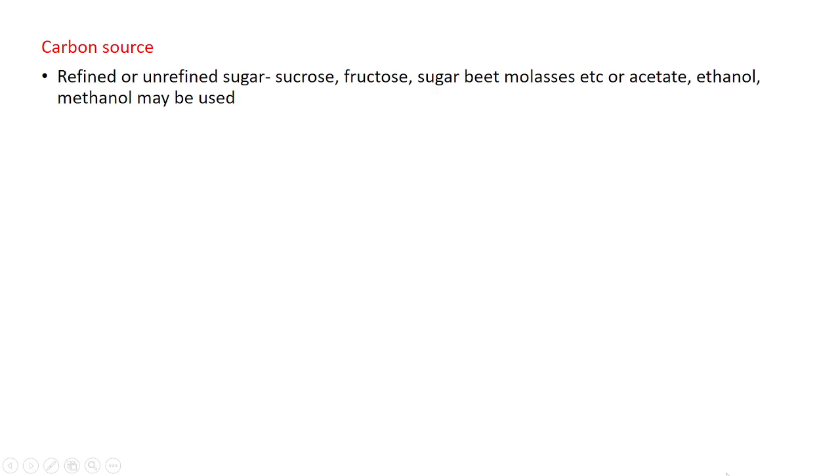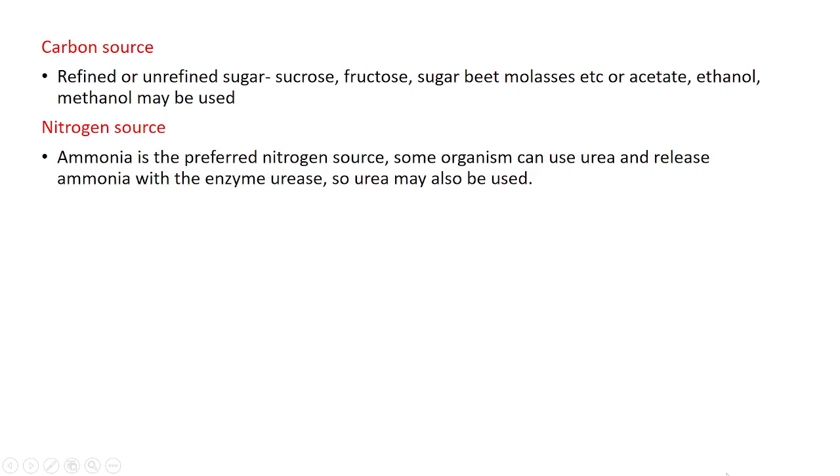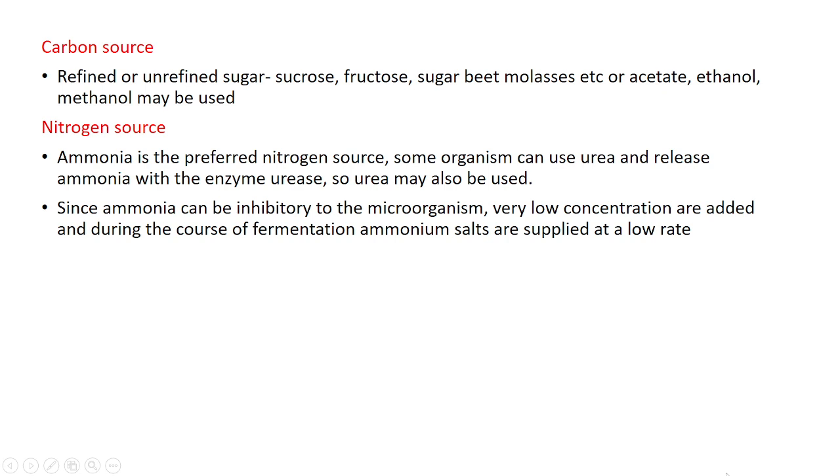The carbon source can be refined sugar like sucrose, fructose, or unrefined sources like sugarcane or beet molasses. You can also depend on acetate, ethanol, methanol, etc. The nitrogen source, the most preferred one is ammonia. And the microorganisms which have the urease enzyme can use urea. Why? Because urea can be broken down into ammonia and used. But with ammonia, there is a problem. If a higher concentration of ammonia or ammonium salt is present in the medium, it is going to inhibit the growth of the microorganism.